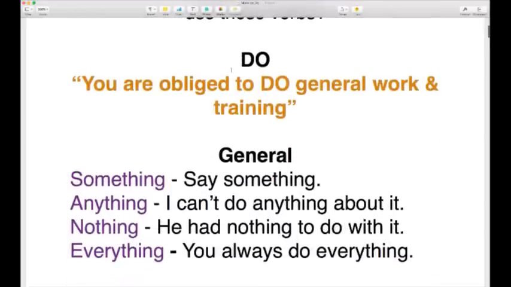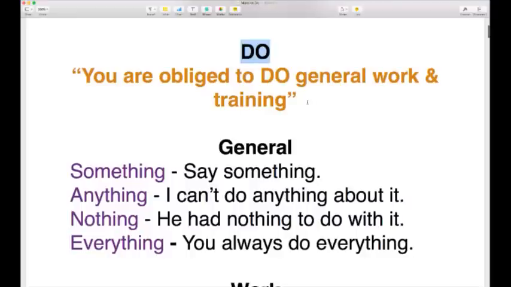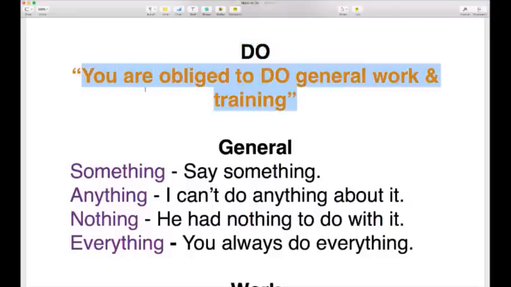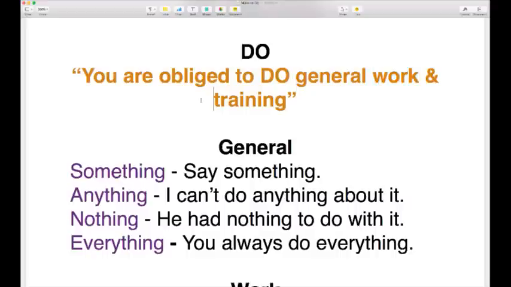So here we go. The verb do is what we're looking at first of all, do. Now I've written this sentence. You are obliged to do general work and training. Now you might be confused by this. This is my way of trying to help you remember when we use do. It's just a silly sentence, but hopefully this sentence will help you to remember. Maybe not, everybody has different methods of learning. So this is just one way that could help.